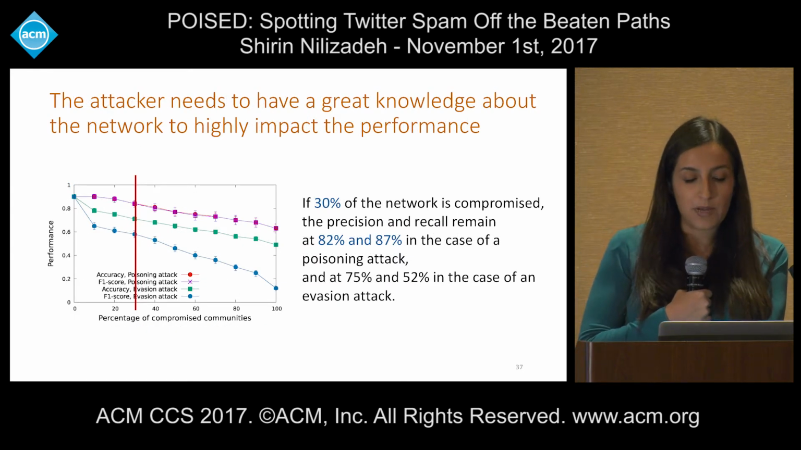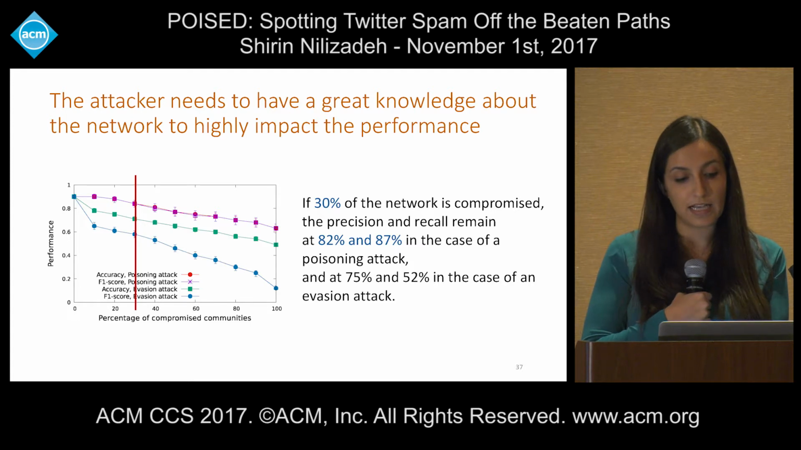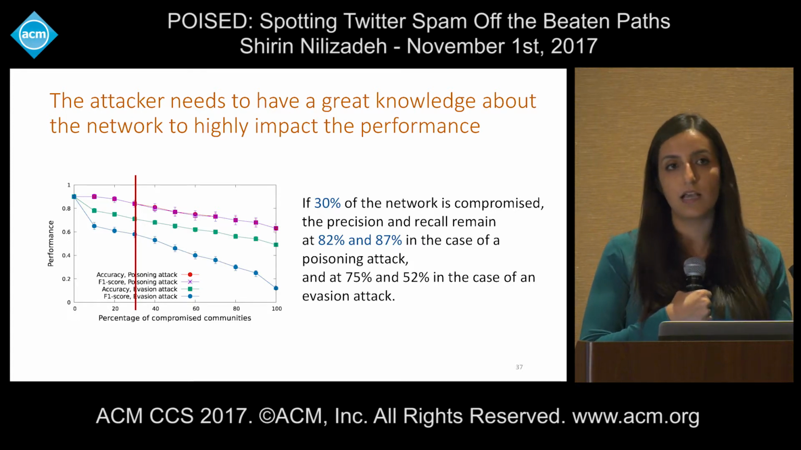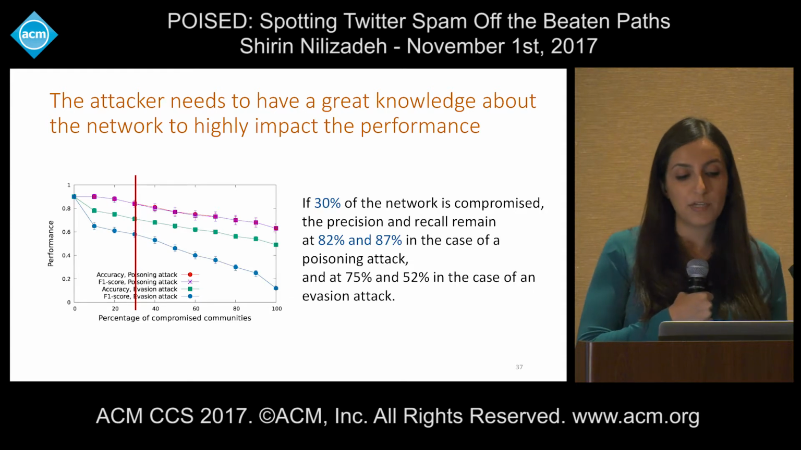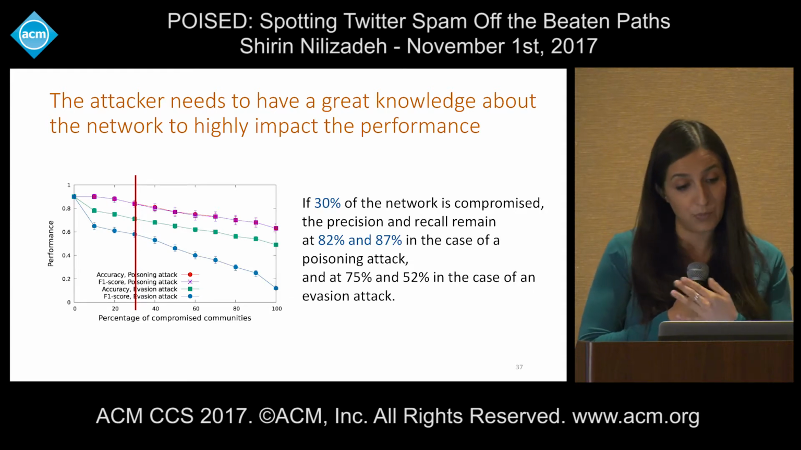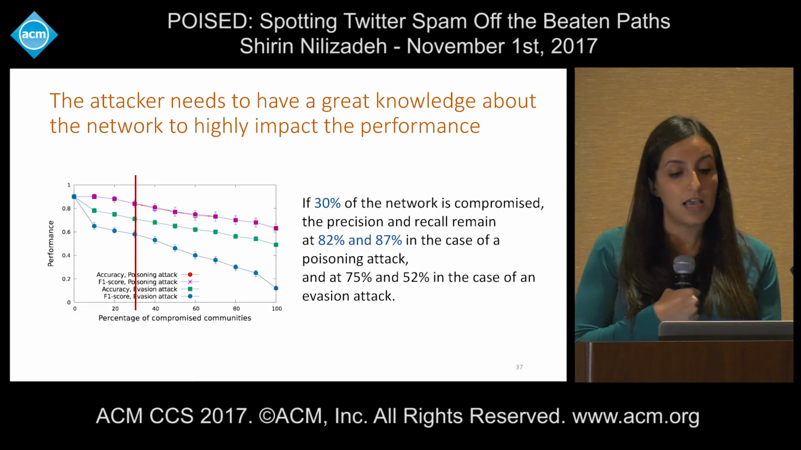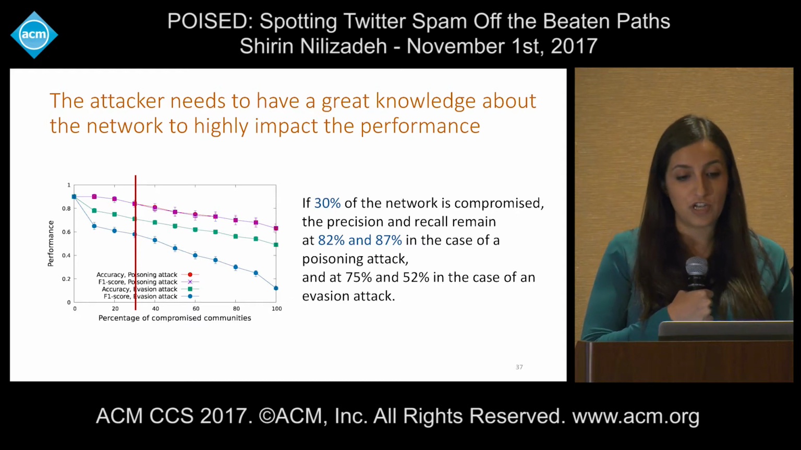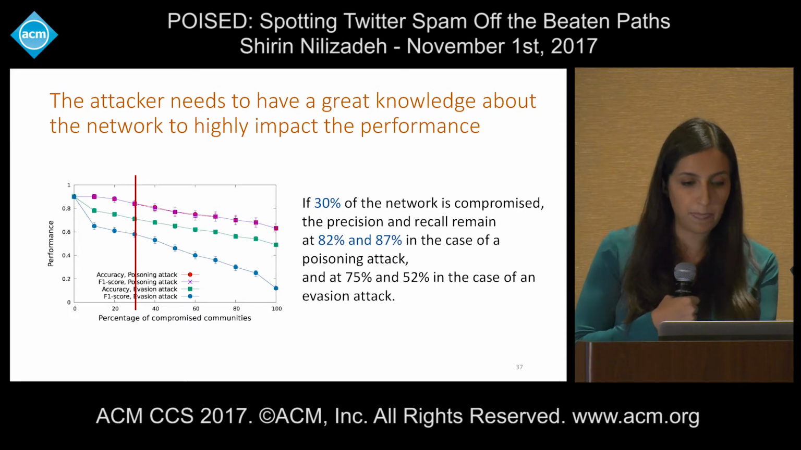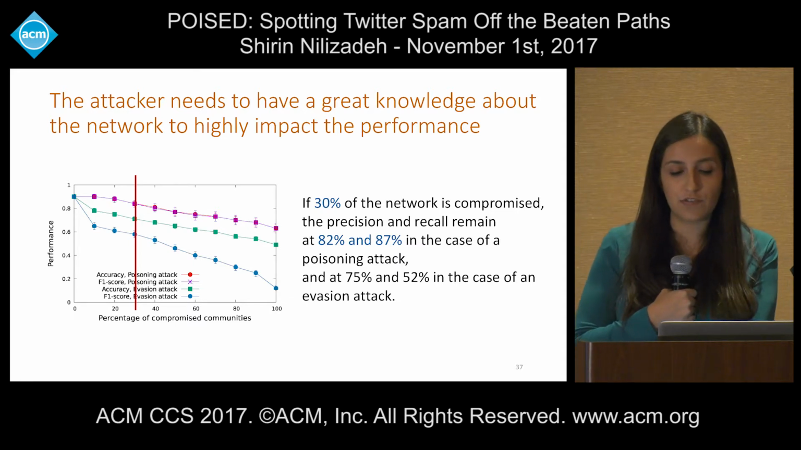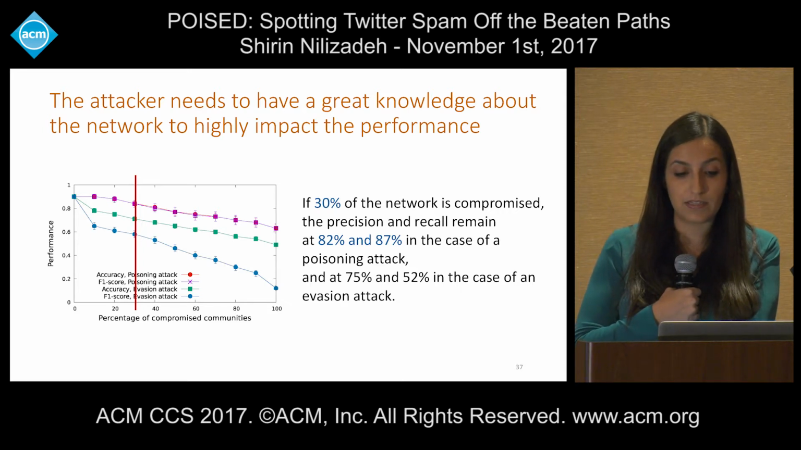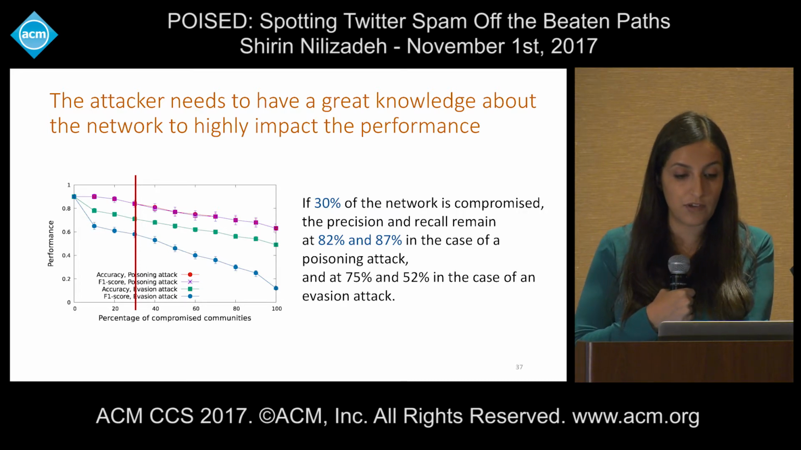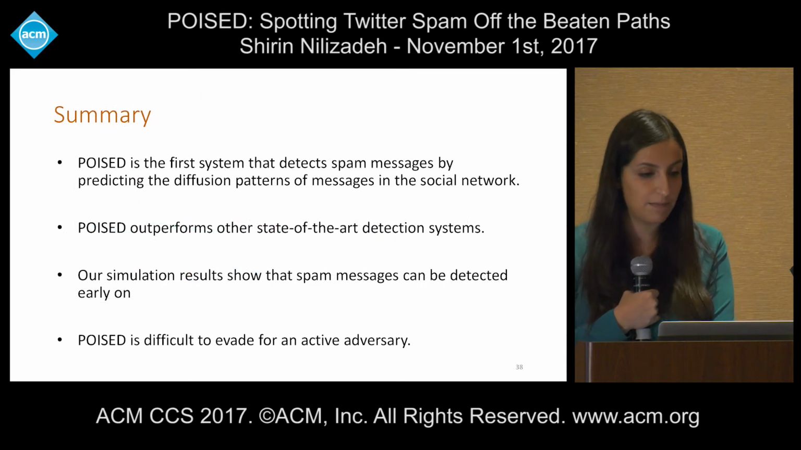This plot shows the performance, where the x-axis is the percentage of compromised communities. We can see that when more communities are compromised, Poised's performance decreases gradually. It shows that the adversary needs to have a lot of knowledge about the network and compromise the whole network to be very effective. For example, if 30% of the network is compromised, the precision and recall remain at 82% and 87% in the case of a poisoning attack, and at 75% and 52% in the case of an evasion attack.